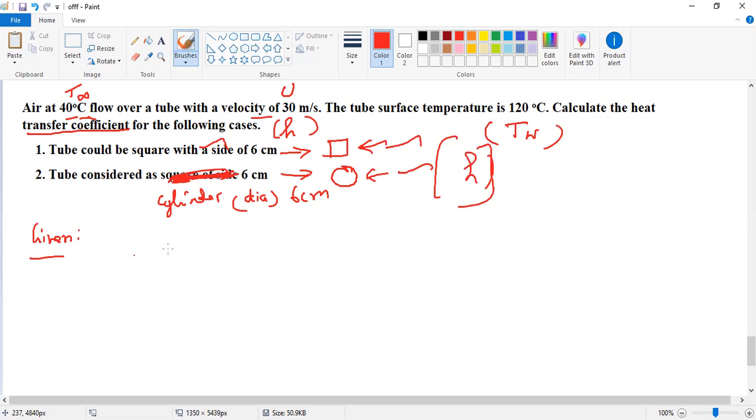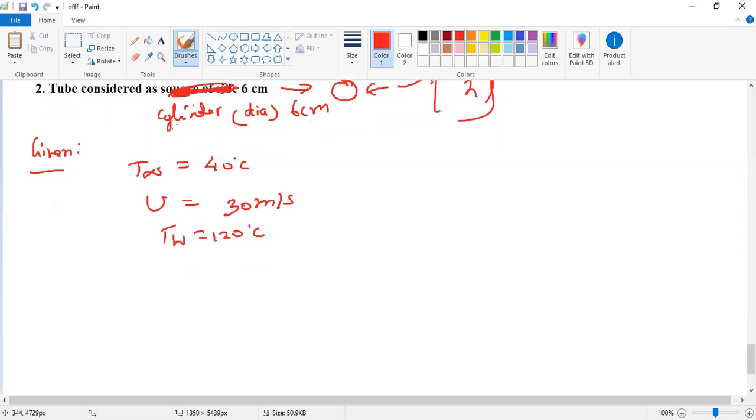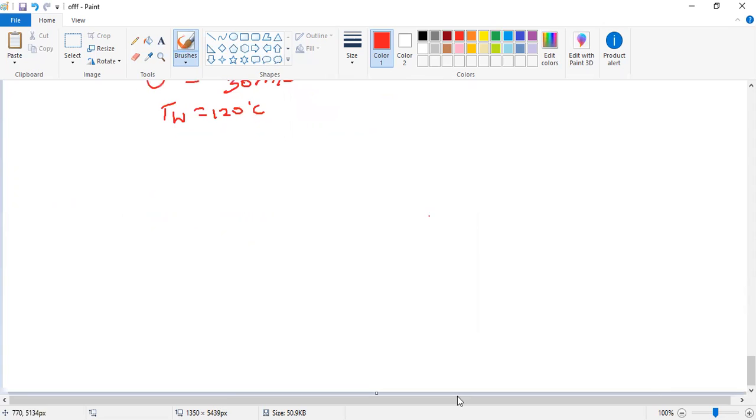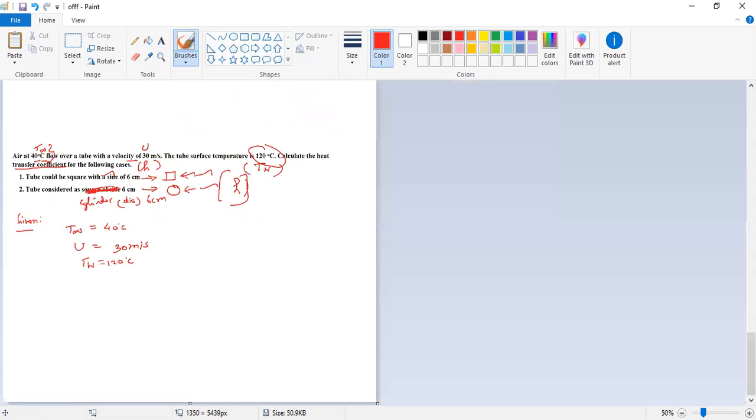The fluid temperature is 40 degrees Celsius, and velocity U is equal to 30 meter per second. The surface temperature is given, that is TW, 120 degrees Celsius. So all data are noted. Then first we find out the film temperature, and based on the film temperature, we find out the properties of air.